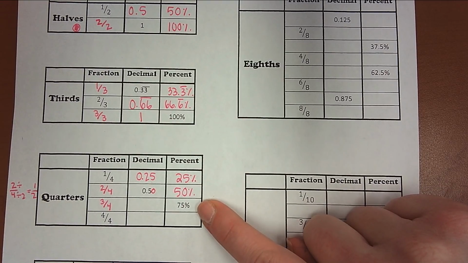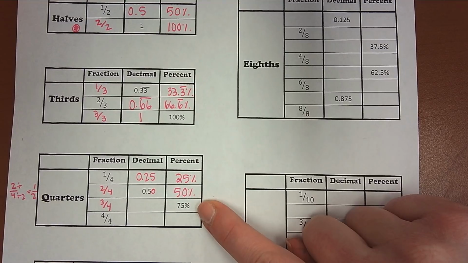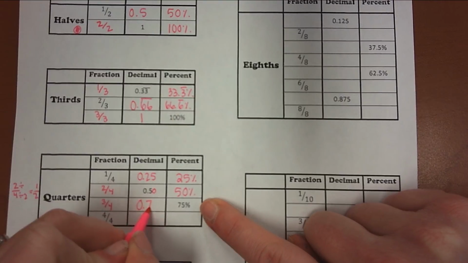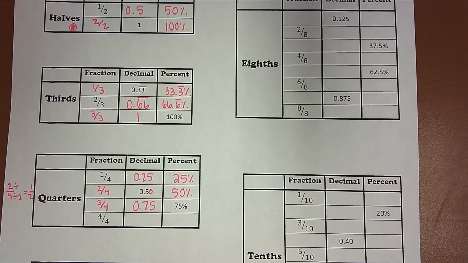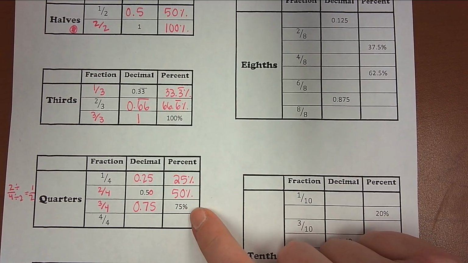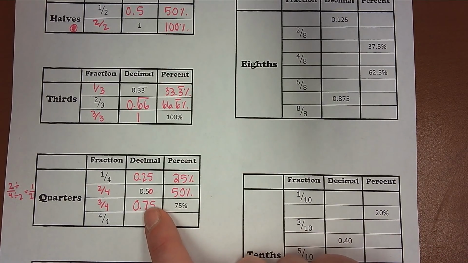The next one we have is 3/4. Think about 3 quarters. 3 quarters is equal to 75 cents, so my decimal is 0.75, or 75/100. My percentage is 75%. Think about 75% of $1, or think about taking this decimal point and moving it 2 places to the right.